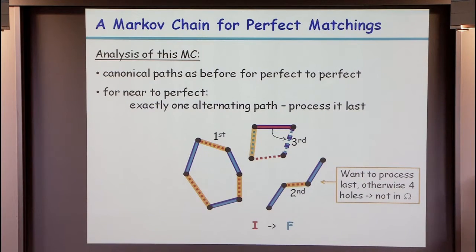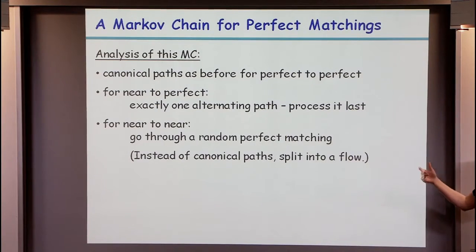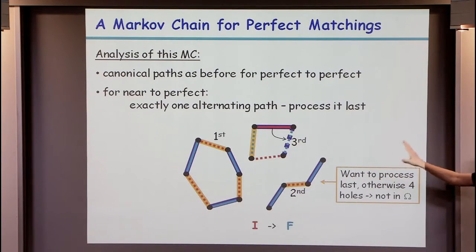So the encoding would not be in the state space that I'm working with, because I'm working with only perfect and near perfect matchings. So I wouldn't be able to use this to bound the number of paths by the number of states in this way. Okay? But if I process the path last, it doesn't happen, and I'm fine.